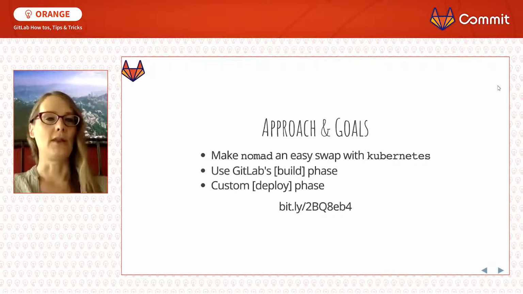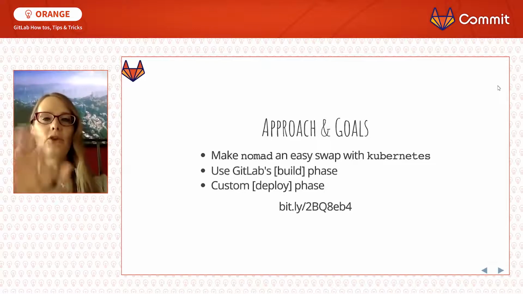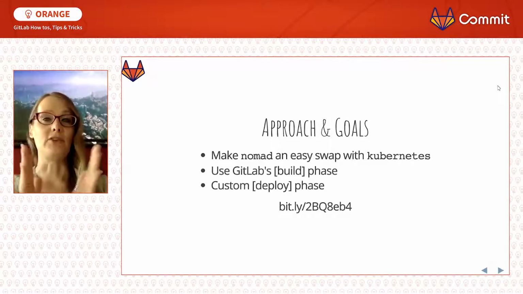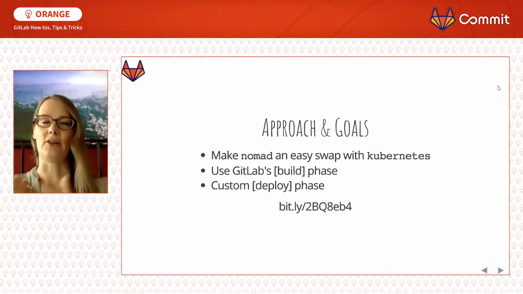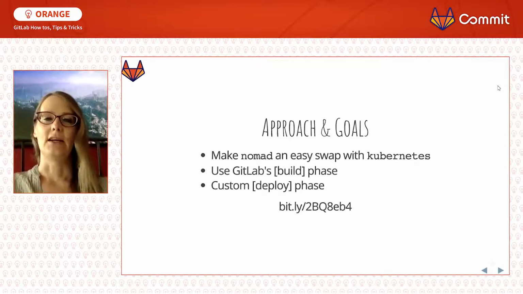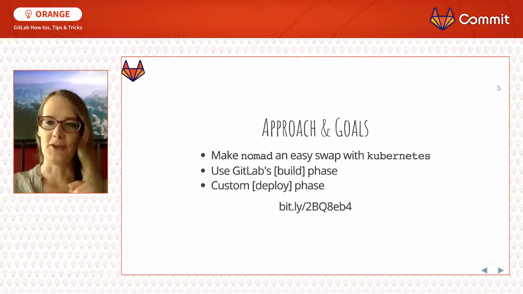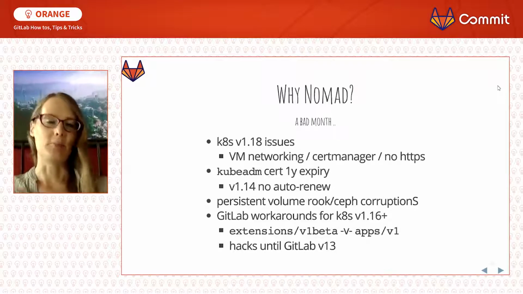So the approach and goal that I was taking from this after a couple years with GitLab Auto DevOps was, I love it, and our devs love it, so could we just make the swap out of Kubernetes with Nomad be super easy, as easy as possible? And it turns out we can just use GitLab's great build phase in their default chart, and we can use their testing phases and some of the other phases if we want, and all we have to do is customize the deploy phase, so it deploys to the other cluster.